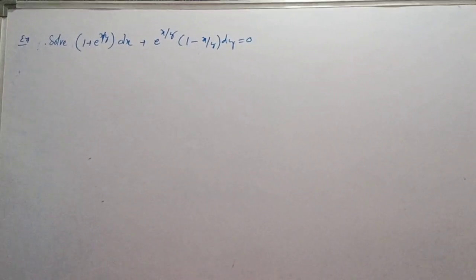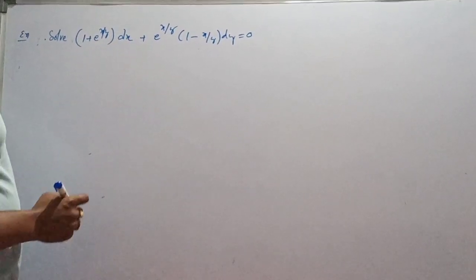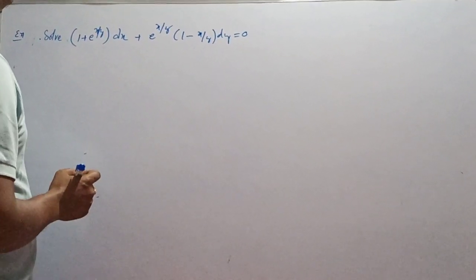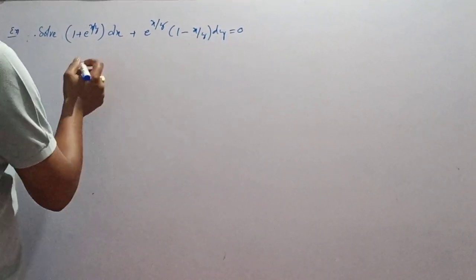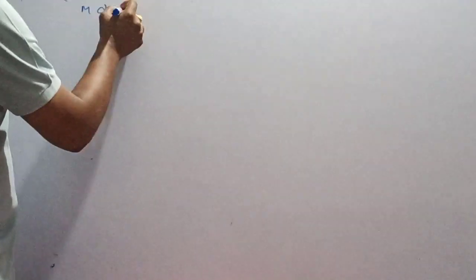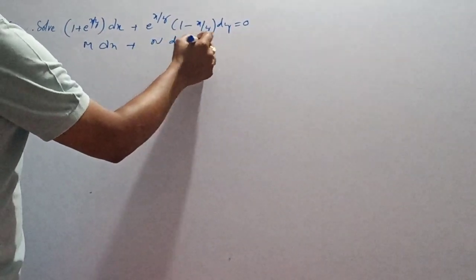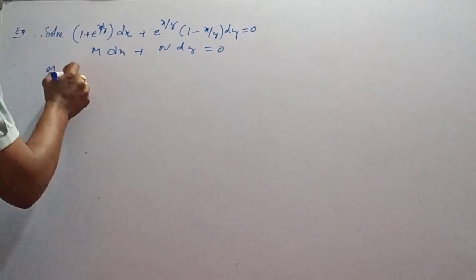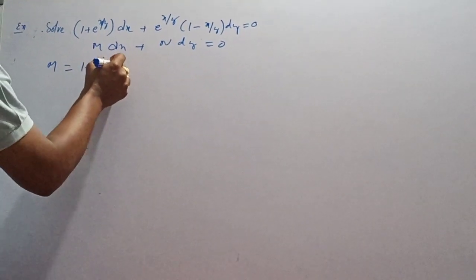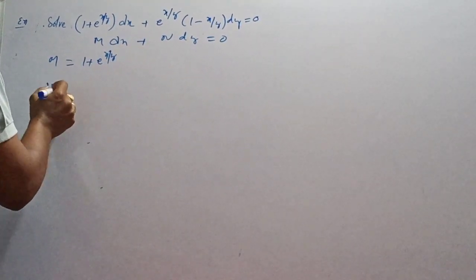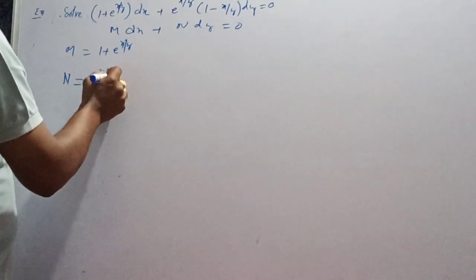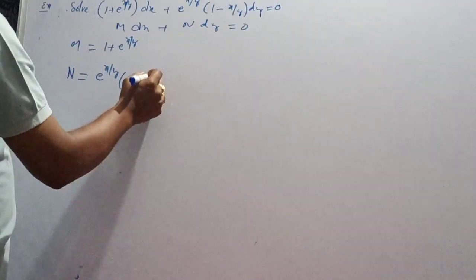Take one more example: (1 + e^(x/y)) dx + e^(x/y)(1 - x/y) dy = 0. This is M dx + N dy = 0. So M equals 1 + e^(x/y) and N equals e^(x/y)(1 - x/y).